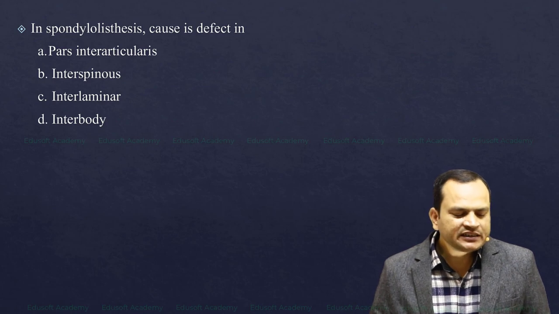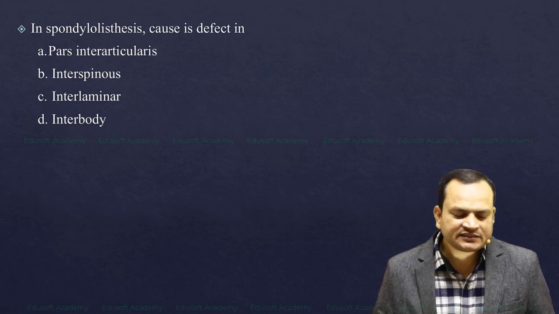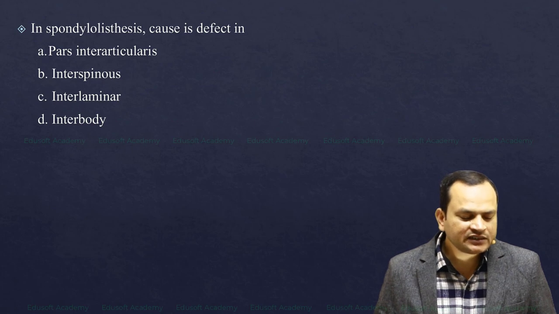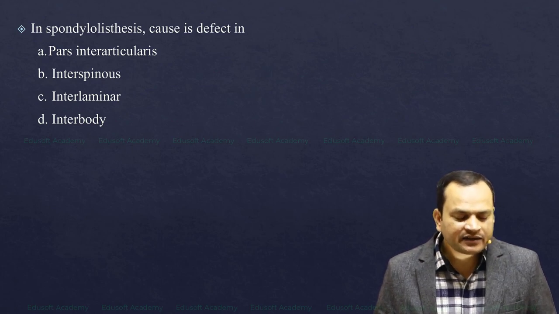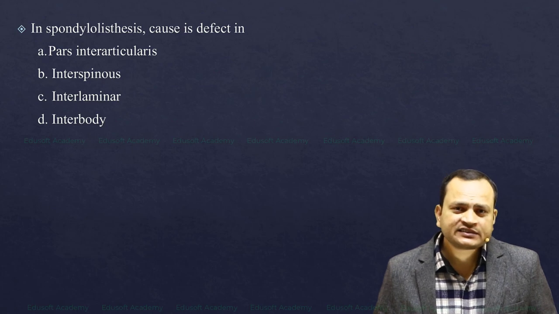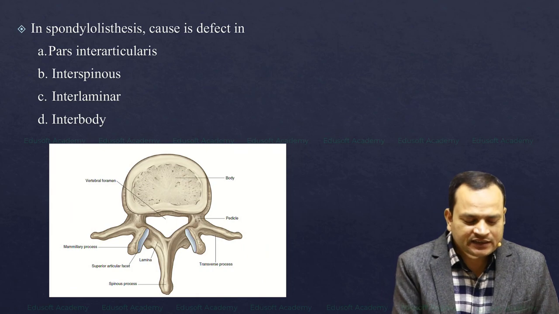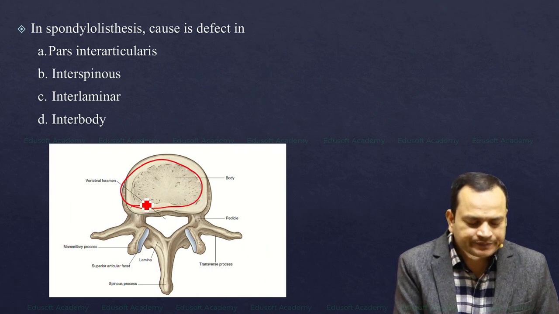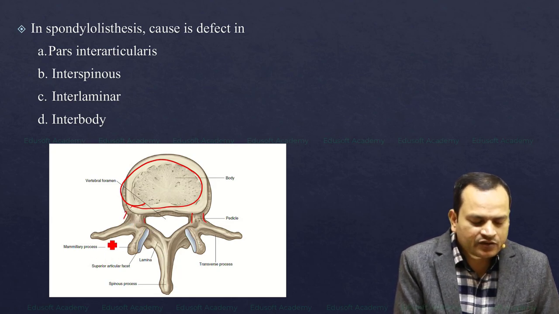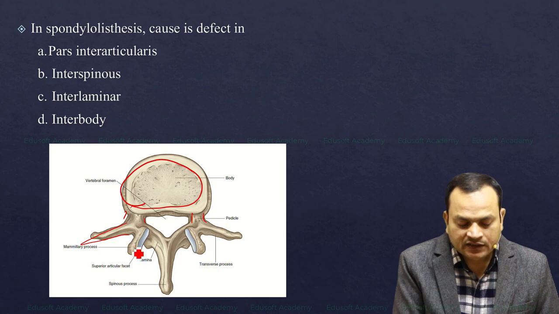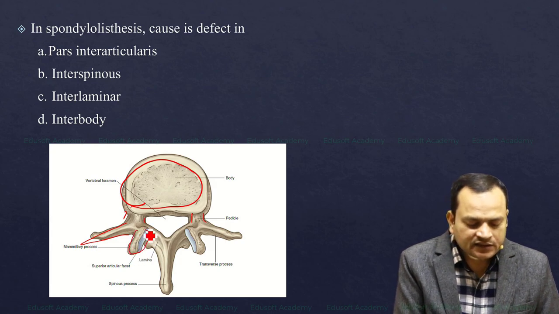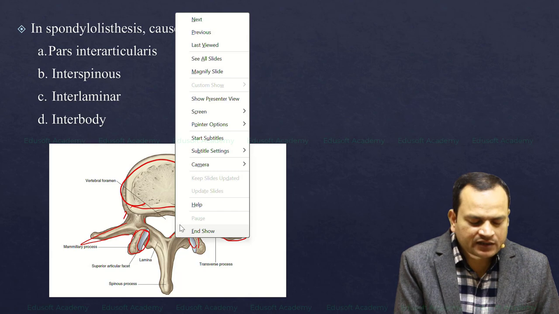So the next question is, in spondylolisthesis, the cause is a defect in pars interarticularis, interspinous ligament, interlaminar or interbody. So first let us review the anatomy of the vertebra. So this is the vertebral body. These are the two pedicles. Then you have the transverse process. This is the superior articular process and this is the superior articular facet. This is the transverse process.